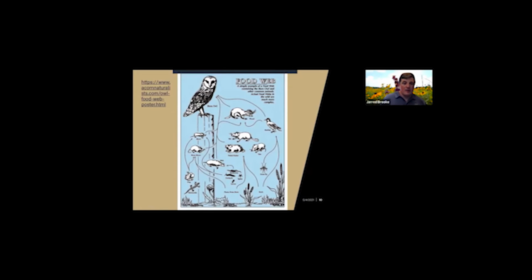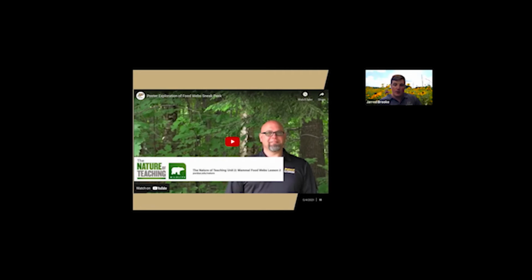And so in the lesson plan, this is the food web poster or OWL food web poster that's referenced in the lesson plan. And this can be purchased from the website Acorn Naturalist, but you can also find various other free food web posters from different sources just by doing a food web Google image search. So as long as you have some sort of food web poster, this lesson can be done. And here's Rod Williams, again, with a little bit of a sneak peek about the poster exploration.